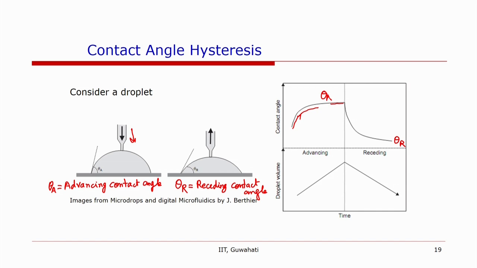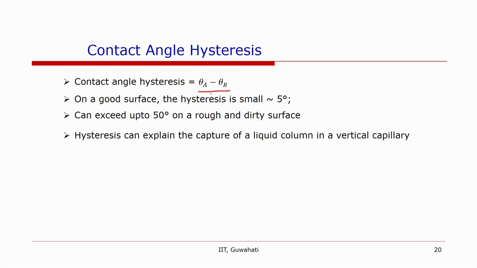So the static contact angle is between theta R and theta A. Okay. And the contact angle hysteresis is theta A minus theta R. The difference between the advancing and receding contact angle is called contact angle hysteresis.